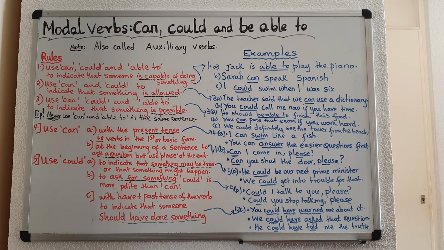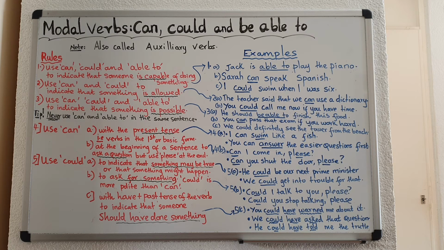Example 4 once more. I can swim like a fish. Look at the word swim. The verb swim is in its original form. It is not swam. No. The next example, you can answer the easier questions first. Answer. That is again a verb in its original form. So use can with the present tense.